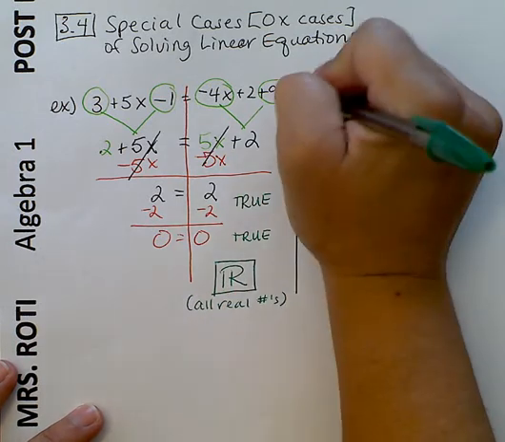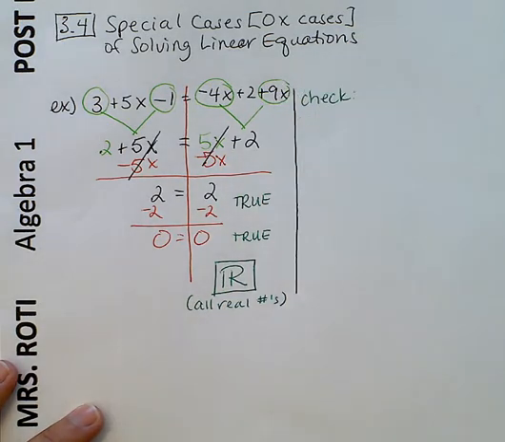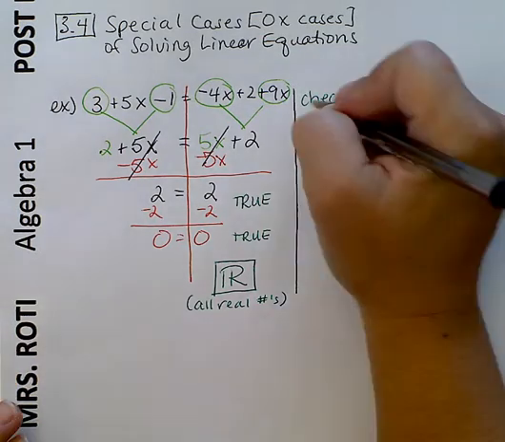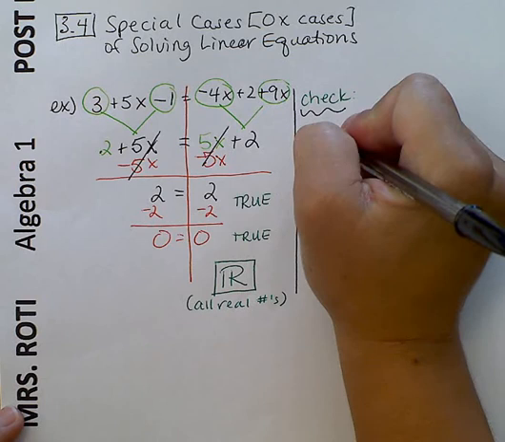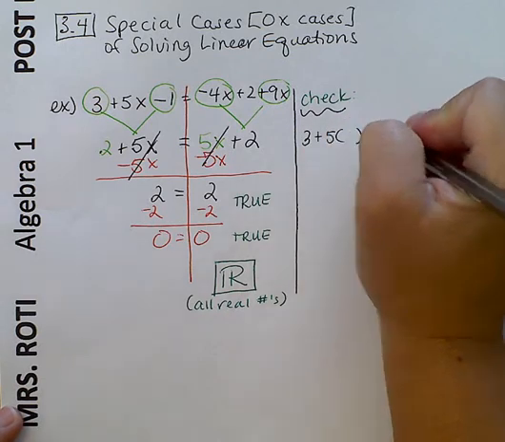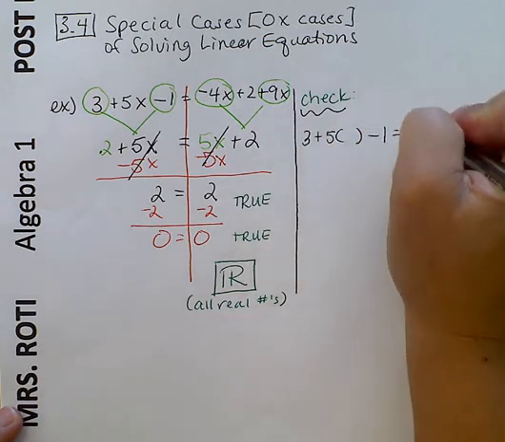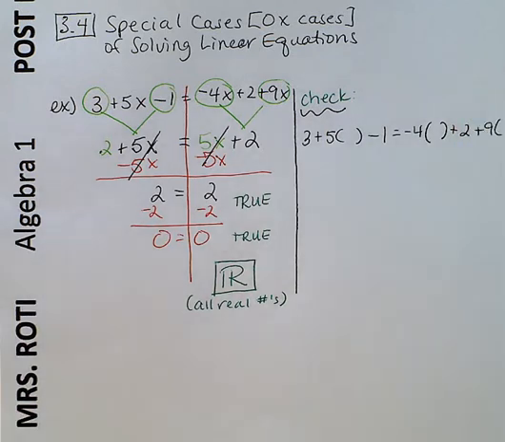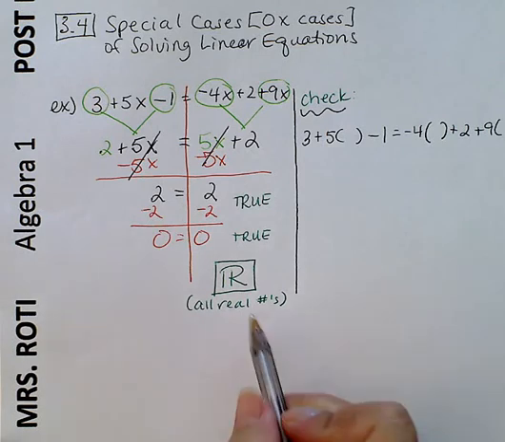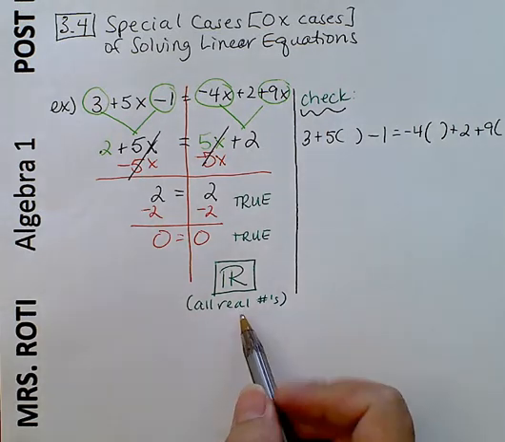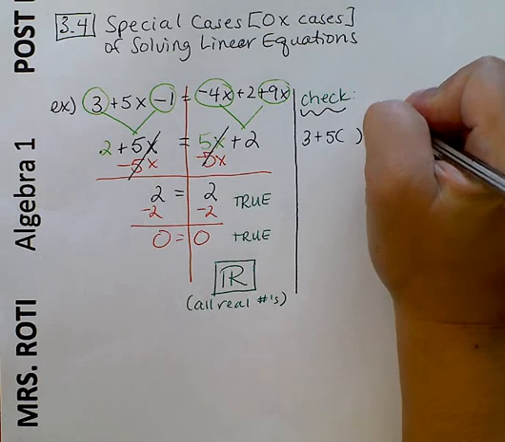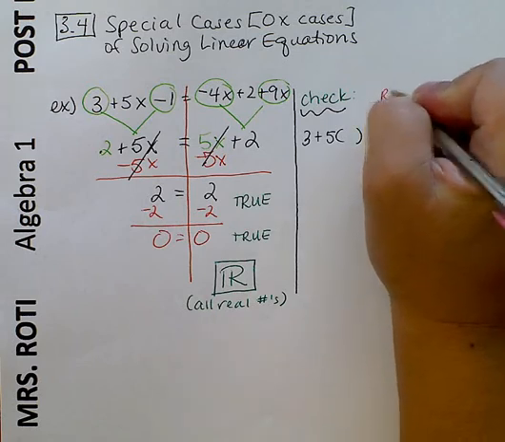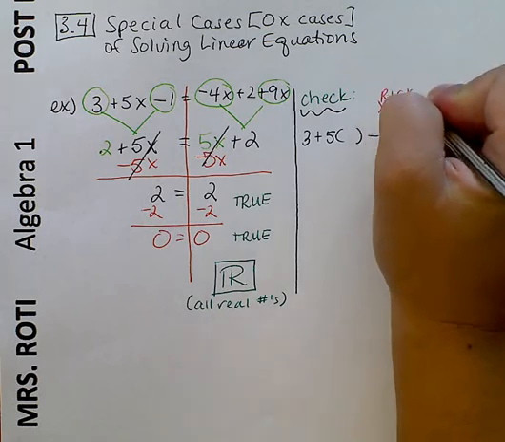And to check, I need to make sure that if I check more than one number, it will still work. 3 plus 5x minus 1 equals negative 4x plus 2 plus 9x. Notice that I left a space for the x's. Now, all real numbers should work, so I can check all numbers. I'm going to pick x equals 0.